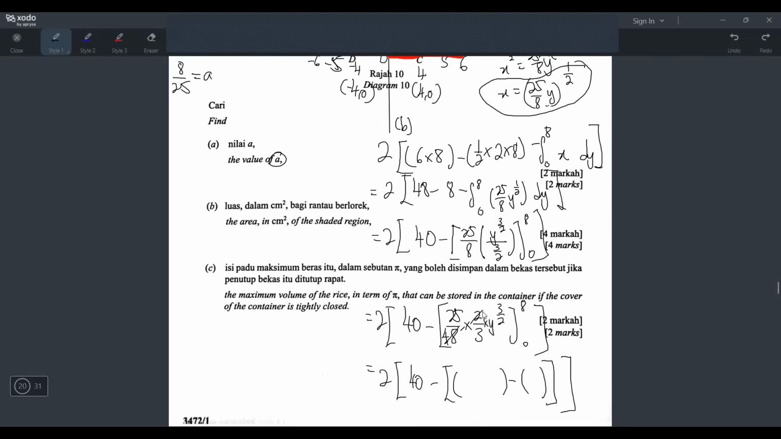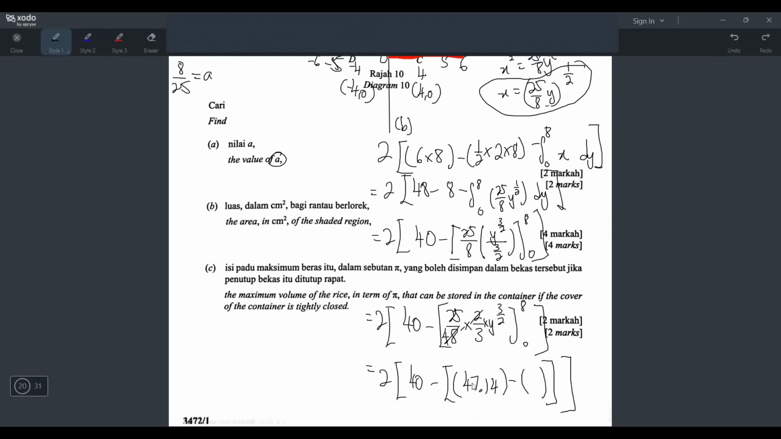So let's use calculator. We have to press 8 power 3 over 2. And then you have to times with 25, divide 4, divide 3. So you will get 47.14. Okay, that's what you get when you sub the 8 inside.